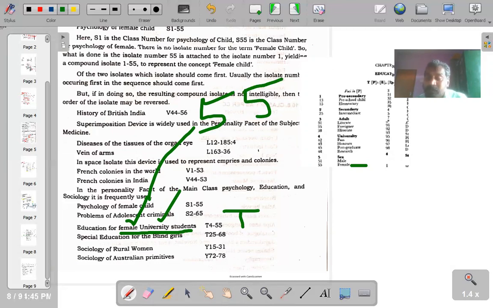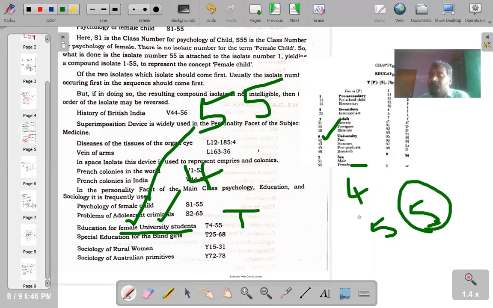What is the number for university? You come here. Number 2, number 3, number 4 is university. Now 4 is university. Okay, I got both the numbers. Now I need to decide which one I should write first. See, 4 is there, 55 is there. I should take only the first digit, because this 5 is a subdivision of this 5. 4 is always smaller. So I write 4 first, and then I write 5, the subdivision of 5. So when you want to construct a number for female university students, you take 4, you take 5, and you add a hyphen in between both the numbers.